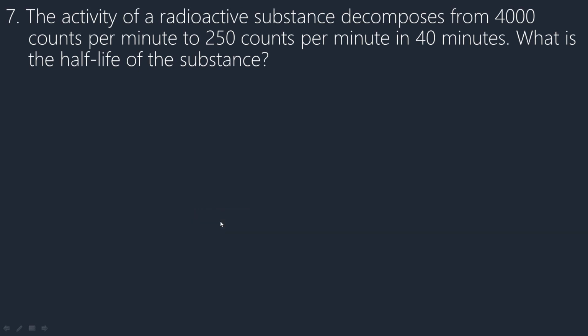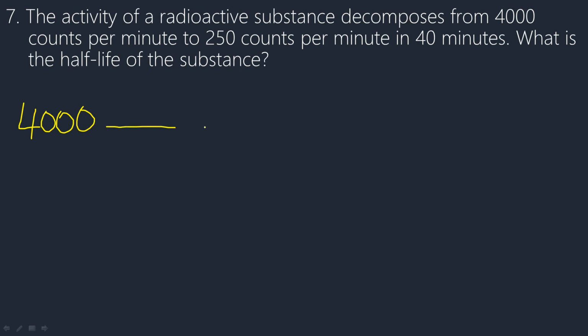Now here, instead of giving us the masses they are giving us the activity. I told you last time that they can give you activity, they can give you mass, or they can give you the number of radioactive atoms present. So here, what are we going to do? Let's use the chain method. The activity of a radioactive substance decomposes from 4,000. So we are starting with 4,000 counts per minute.